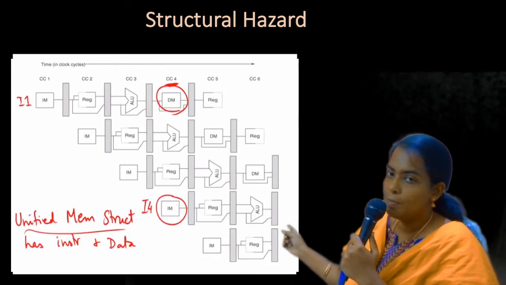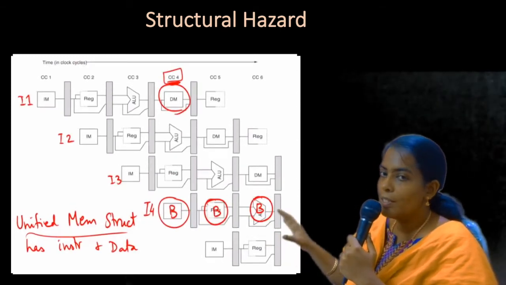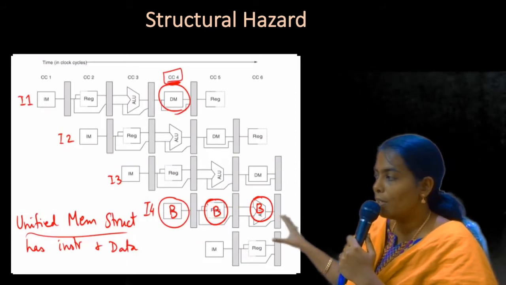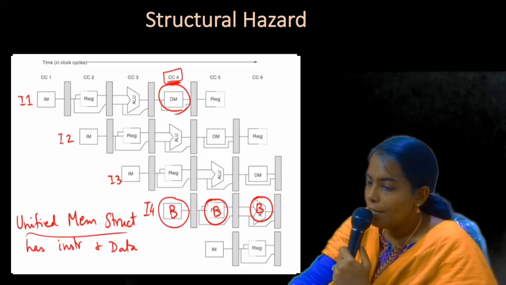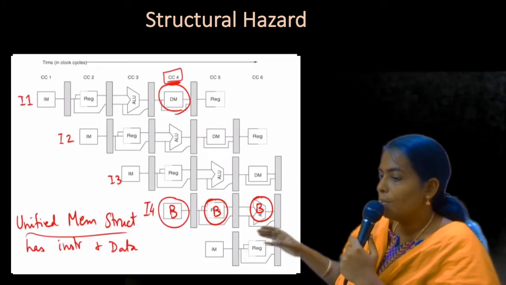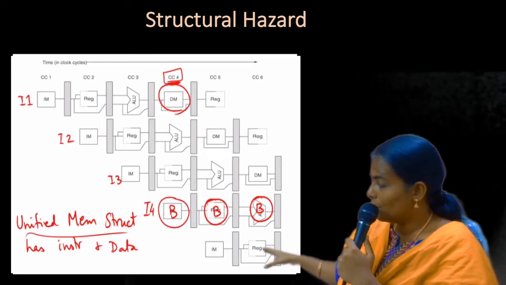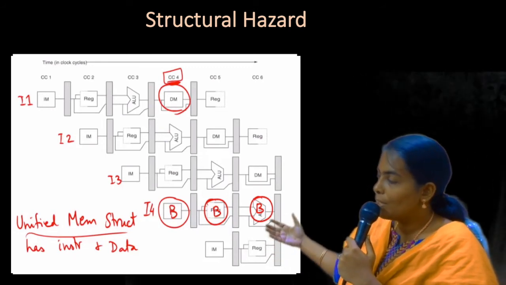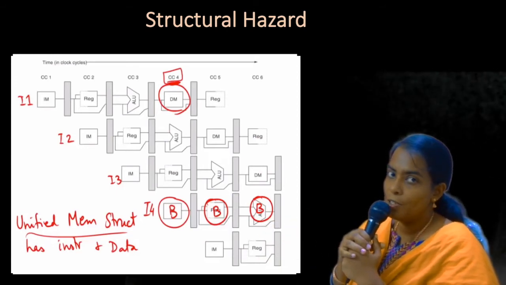To avoid that problem, a bubble is introduced. What do we mean by a bubble? Nothing is being done during that particular clock cycle. After introducing the bubble, at the fifth clock cycle, the I4 instruction is trying to perform a read operation from the memory.